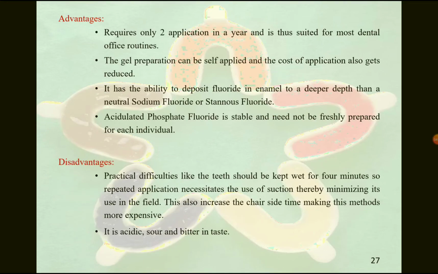So what are the advantages of APF gel? It requires only two applications in a year, it is biannual, and is thus suited for most dental office routines. The gel preparation can be self-applied and the cost of application also gets reduced. It has the ability to deposit fluoride in enamel to a deeper depth than neutral sodium fluoride or stannous fluoride. Acidulated phosphate fluoride is stable and need not be freshly prepared for each individual. It is chemically stable and can be stored for ready use, and it will not produce any staining of enamel.